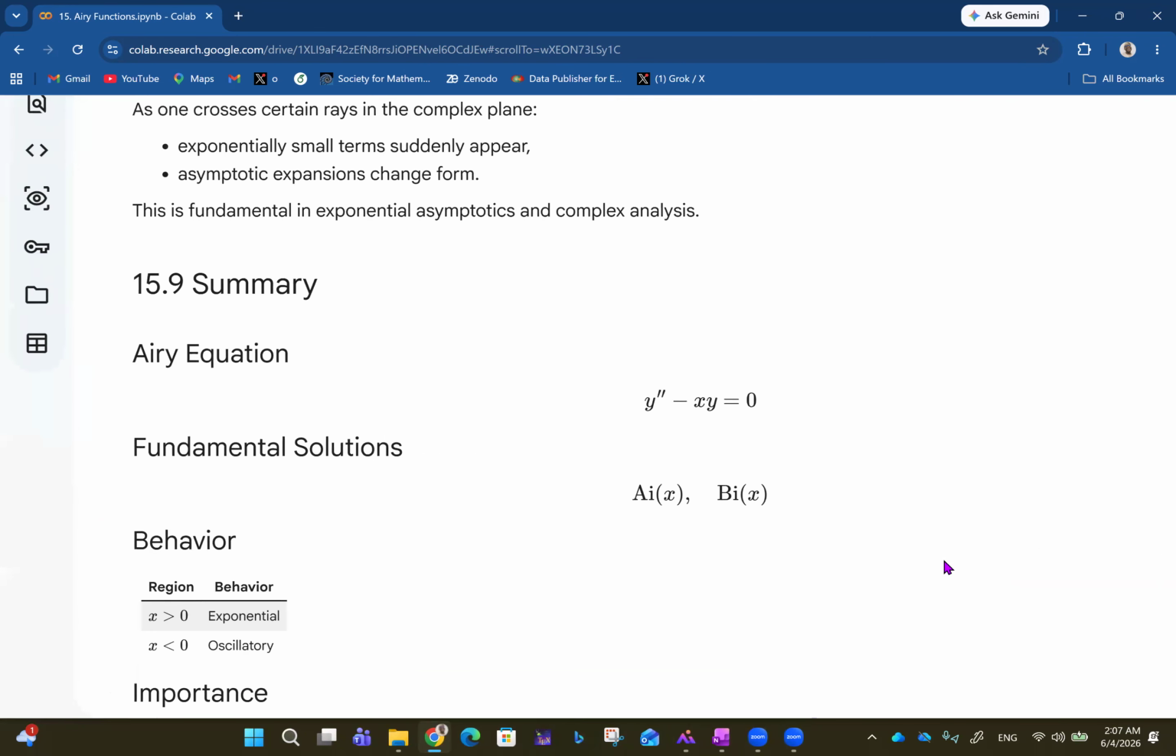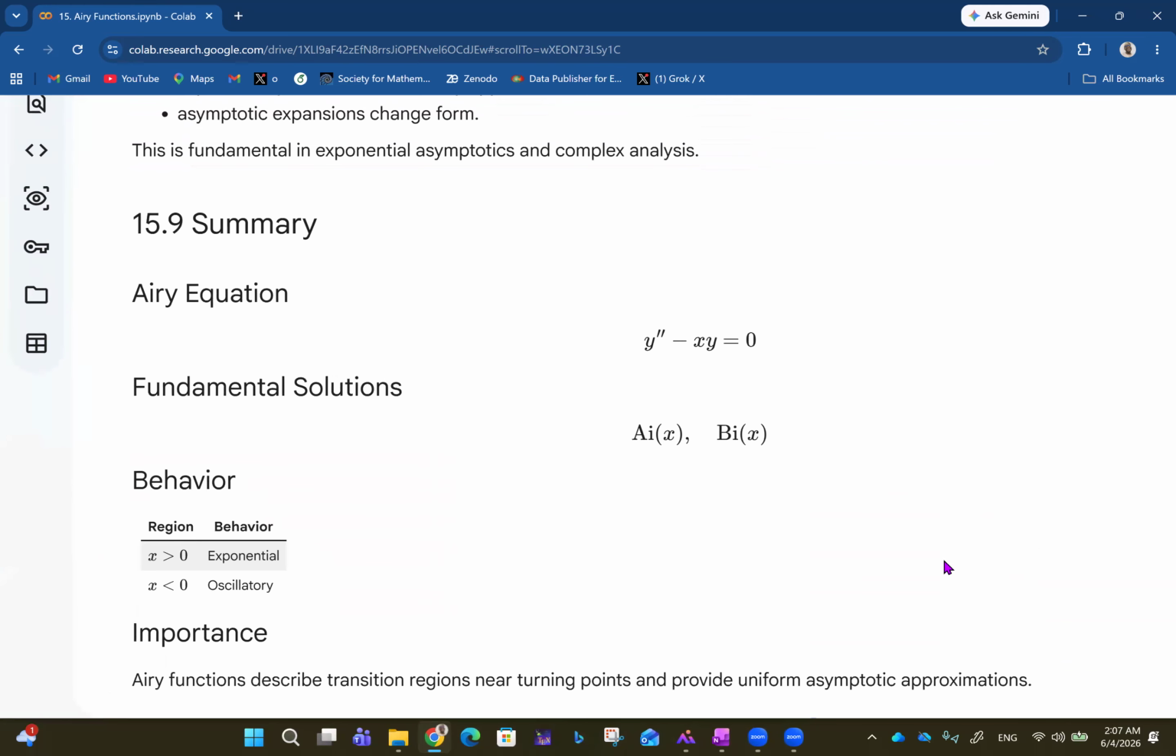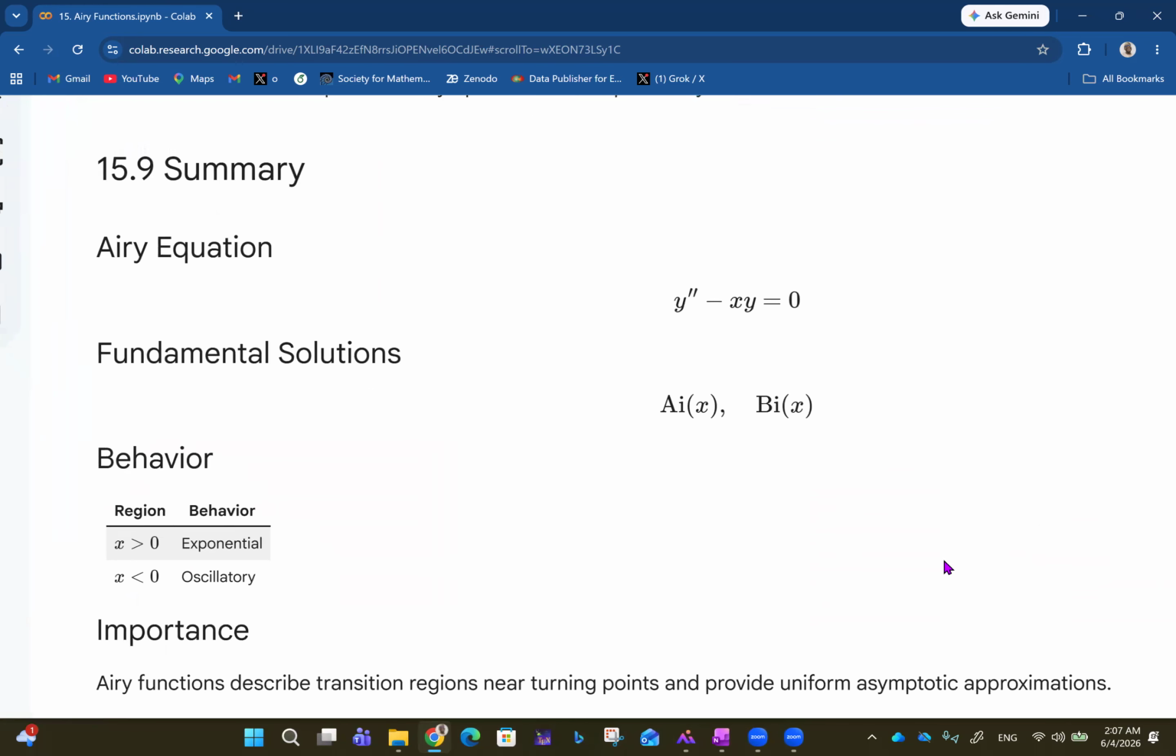So in summary, we can now see that the Airy equation, which is y prime prime minus xy equals 0, if you like, y prime prime equals xy, has fundamental solutions Ai of x, Bi of x. The behavior is such that when x is greater than 0, you have exponential behavior, whether growth or decay. When x is less than 0, you have oscillatory behavior.